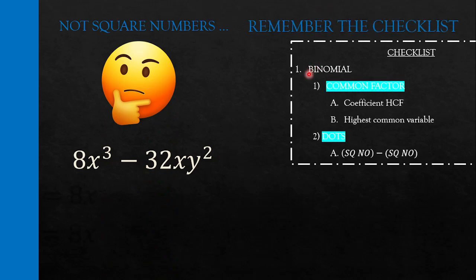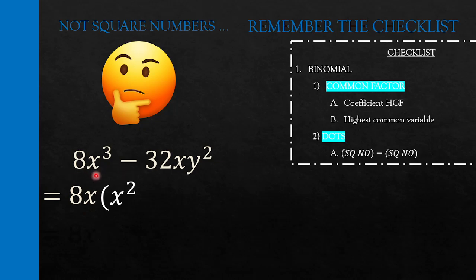Remember our checklist. First thing to check is a common factor. Wait, yes, 8 and 32. The coefficient HCF of 8 and 32 is 8. And our highest common variable of x cubed and xy squared is x, so the common factor is 8x. Then I'm going to divide 8x into each of the terms.